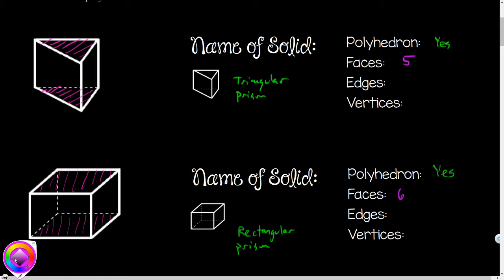Now the number of edges is a little bit trickier to calculate. So the number of edges, each base has 3. 1, 2, 3. That's 6. And then this one has 3 connecting the vertices of those bases. So it looks like 9 edges here. This one has got 4 on top and bottom, so that's a total of 8. And then 4 extending down from each corner, so 8 plus another 4 is 12.